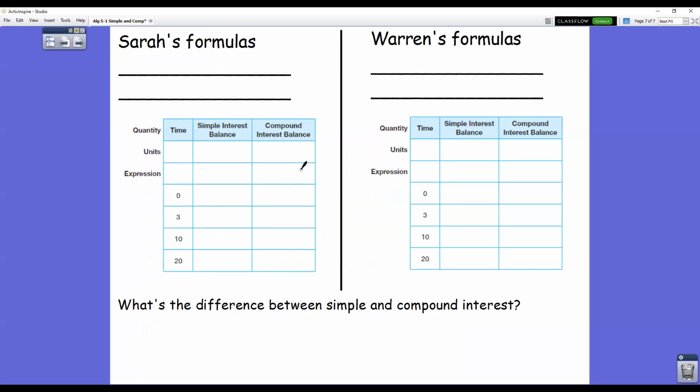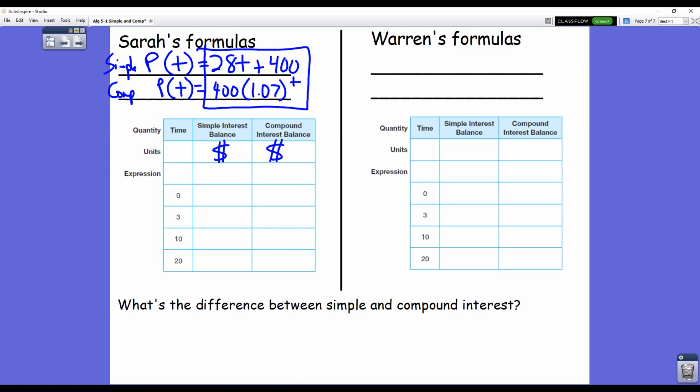So when we take a look at our two formulas, for the simple interest, we have P of T equals 28T plus 400. That was for the simple interest. For the compound interest, we have P of T equals 400 times 1.07 to the T power. Those are our two formulas. For the units, we're dealing with money and money. In your class kit today, that's already filled out for you. All right. The expressions are these two things.